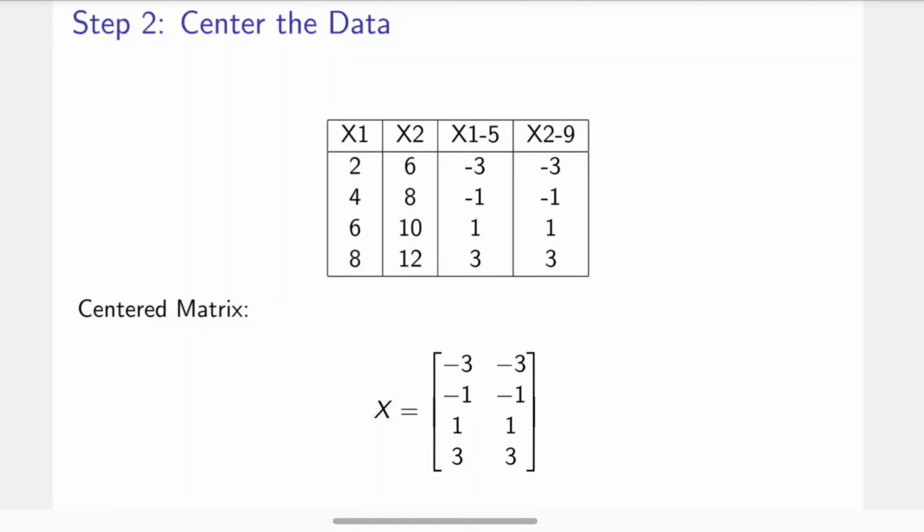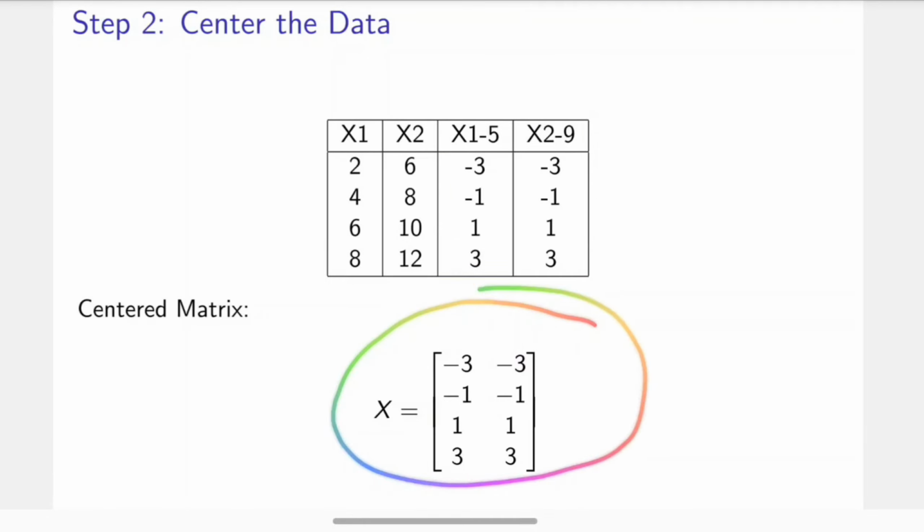This is how the centered data looks. Initially these are our data points. We need to subtract the mean. The mean of x1 is 5, so we subtract this from every x1 value. In the same way for x2 the mean is 9, and you need to subtract this from the x2 values. These values are what we call the centered matrix. This process is called centering the data. So PCA always works on centered data.